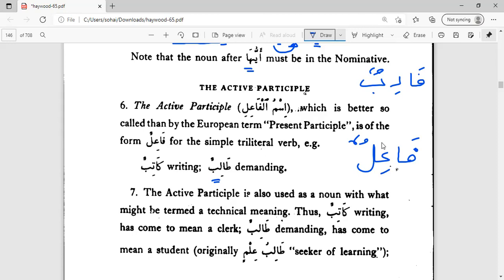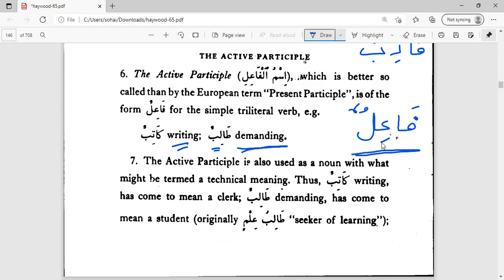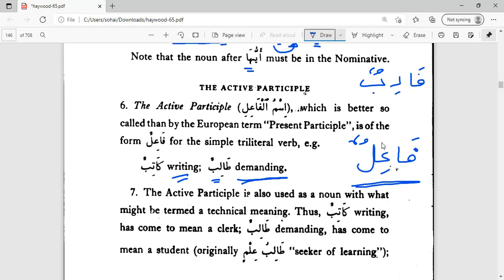But also this form fa'ilun describes the verbal force. For example, talaba yatlubu means demand, talibun means demanding, the action of demanding. Katibun, kataba yaktubu means to write, katibun means writing, or it means writer. We've already done this, right? So the active participle is used for two reasons: either to describe the verb, like demanding, writing, or to describe the person who's doing the action.